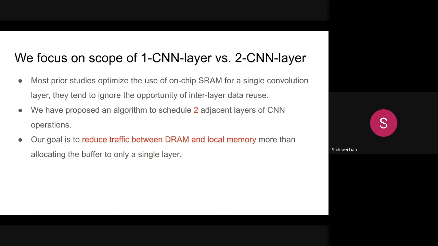So we focus on the scope of either just intra-layer, 1 CNN layer, or inter-layer, which in our case is between 2 adjacent layers. We have proposed an algorithm to schedule 2 adjacent layers of a CNN, and our goal is to reduce traffic between DRAM and the local memory more than allocating the buffer to only 1 single layer. Typically a lot of people just focus on allocating the buffer to only a single layer. But in our case, the feature map can be reused for the next layer.